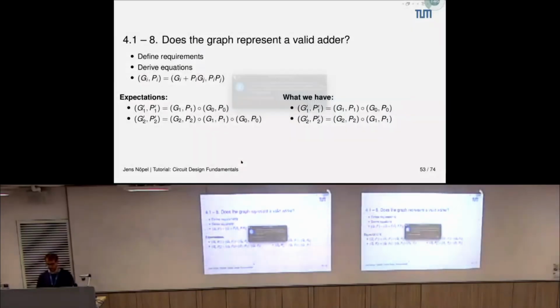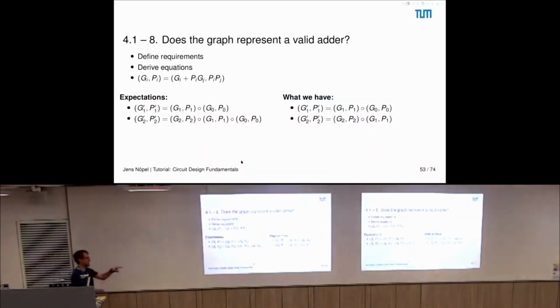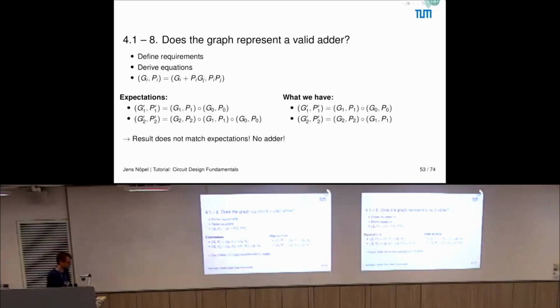And what we see now, does the right-hand side look exactly the same as the left-hand side? No, it doesn't. So this is what we would have expected. This is what we've got. So be aware of that, and we know it's not an adder. So the next question is, how can we make it a valid adder? Any ideas? What is missing? We're missing this part, right? So we need a conjunction to G0 and P0 for this node here.